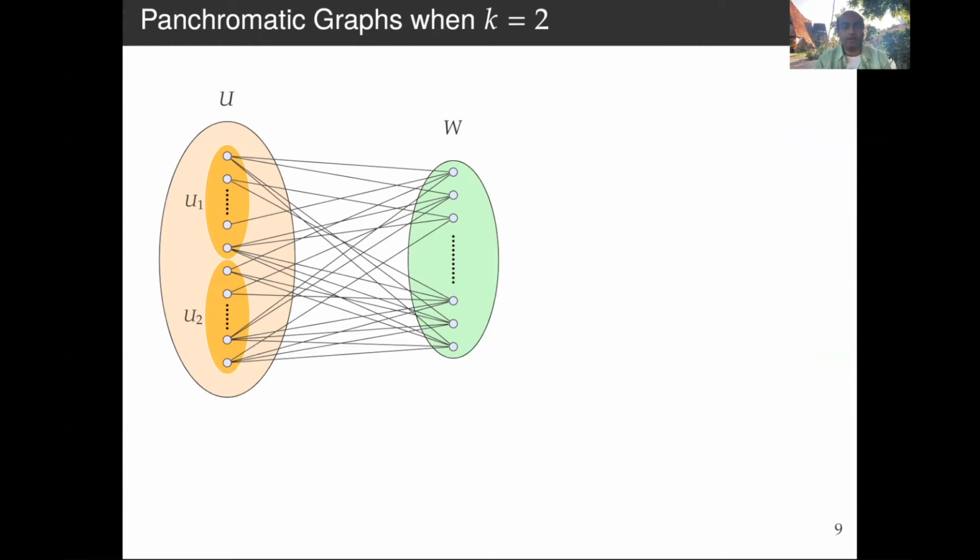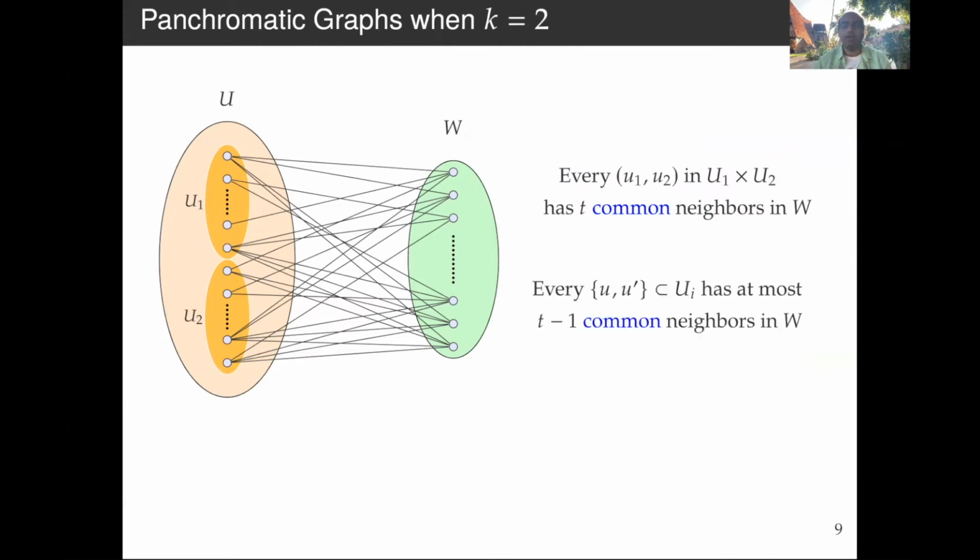And here we looked at the constructions when there are two color classes instead of K. And we wanted the same thing. We wanted that every pair across, one in U1 and the other in U2, should have exactly T common neighbors. And every pair of vertices within the same color class, both in U1 or both in U2, should have at most T minus 1 common neighbors. And we asked the question, does it exist for small w?